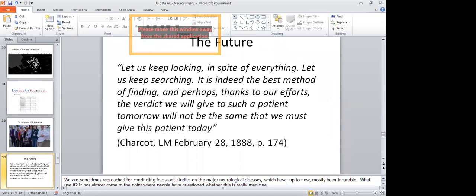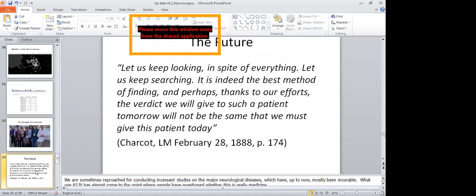So the future. I started off my talk by reporting what Charcot had mentioned about the disease itself, how he was able to define it more than 100 years ago. And I go back to Charcot because I think Charcot has been very passionate about his work, but also very compassionate about the patients. So where shall we go next?